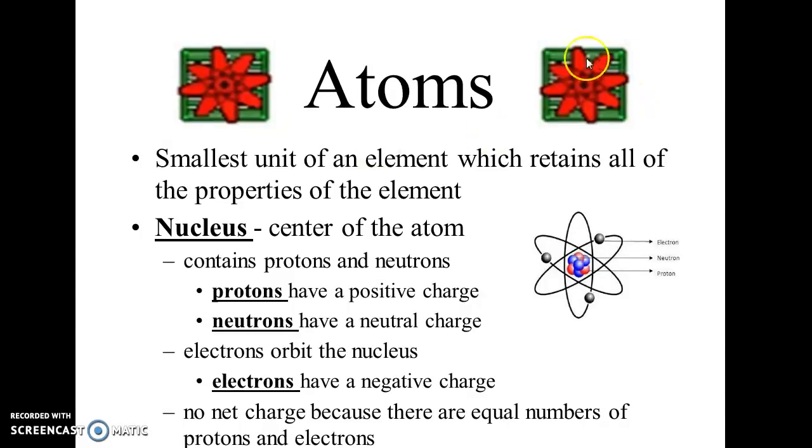Okay, so what is an atom made of? It has a nucleus in the center, and this contains protons and neutrons. Protons have a positive charge and neutrons have a neutral charge. Electrons have a negative charge, and they rotate in a kind of cloud outside of the nucleus of the atom. There is no net charge because there's an equal number of protons and electrons.